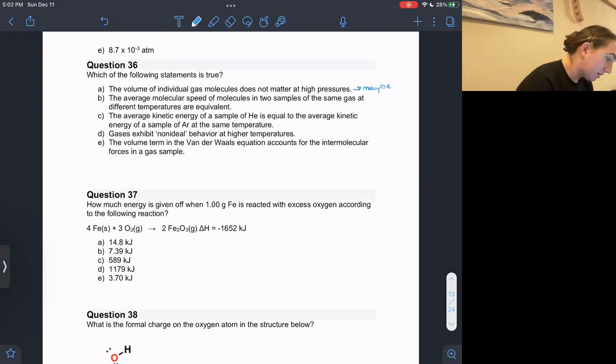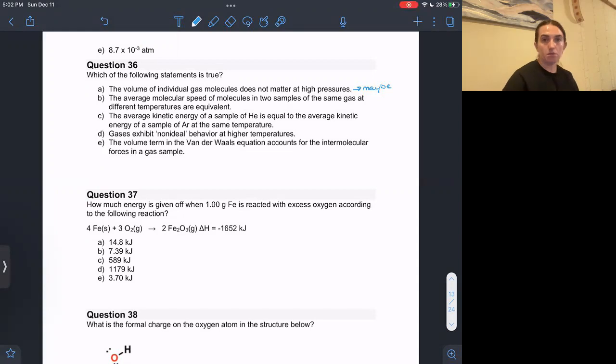B: the average molecular speed of molecules in 2 samples of the same gas at different temperatures are equivalent. So I think that's false.